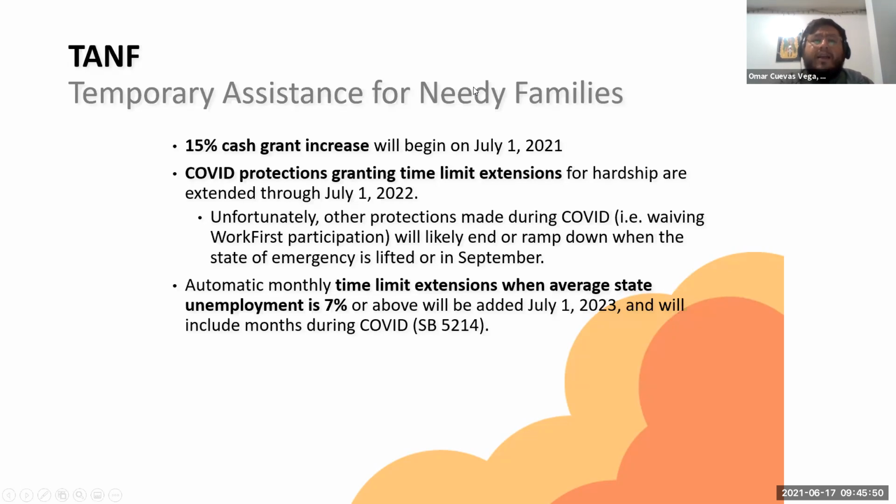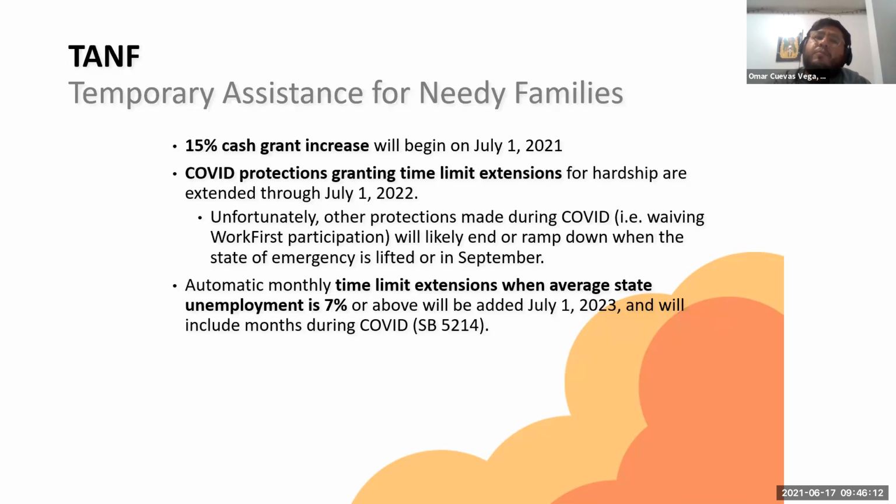Another one was we were able to extend some of the COVID protections, granting time limit extensions for hardship all the way through the next fiscal year, so through July 1st of 2022. So if families are facing any potential hardships, they're able to get beyond the 60-month time limit.